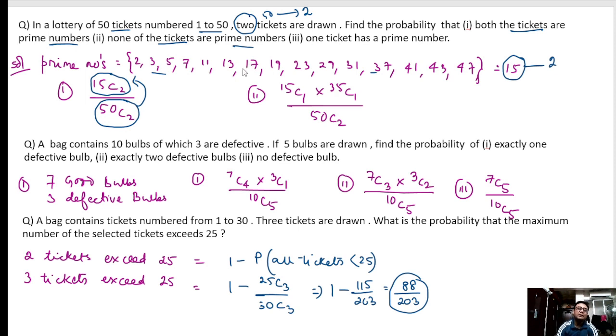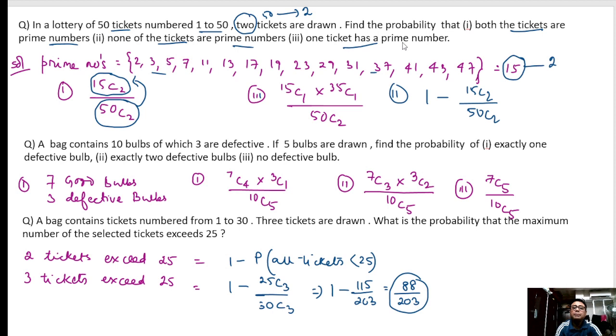If none of the tickets are prime numbers, that means, okay, here I have not done it. So the second option, this is the third option actually. The second option will be none of the tickets are prime numbers. So it will be 1 minus 15C2 by 50C2. That is the answer of the second one.